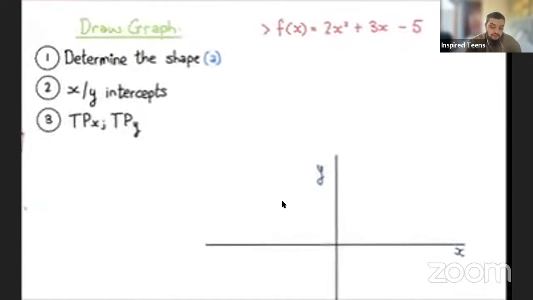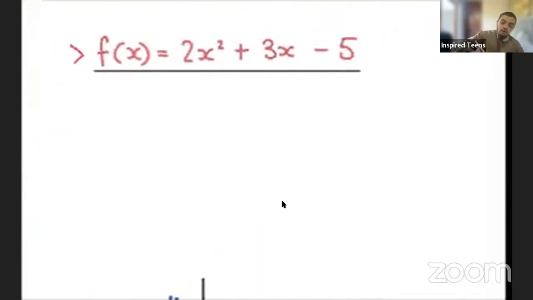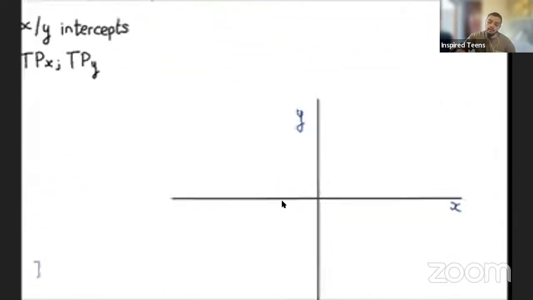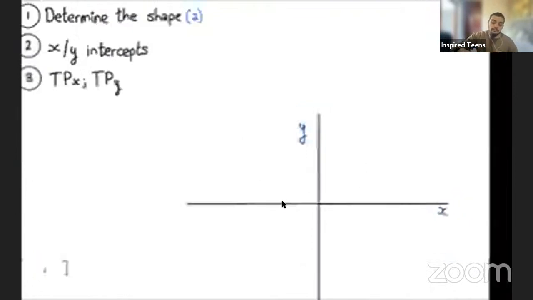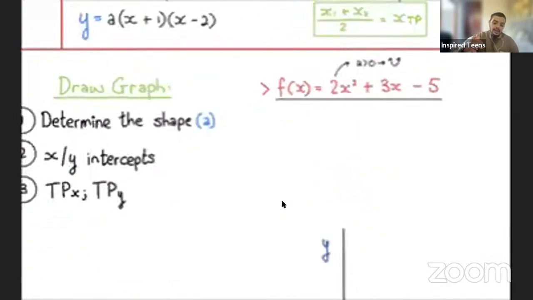So the first thing is to determine the shape using a. Is a greater than 0? Is a less than 0? Identify this form of the equation. The form of the equation is standard form. We can see that a is greater than 0, which means that we have a smiley face graph. So here we're going to have something that looks smiley. Okay, next, determine x and y intercepts.